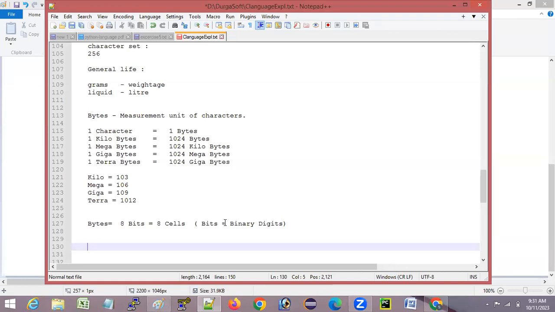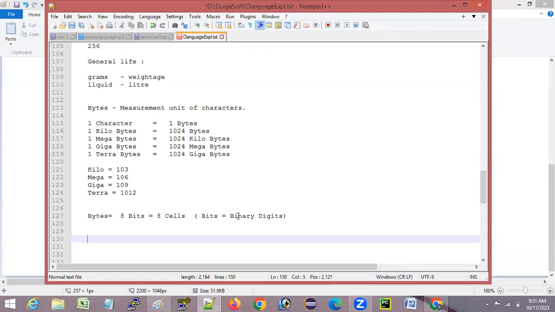Then again we'll go further. 1 kilobyte equals 1024 bytes, 1 megabyte equals 1024 kilobytes, 1 gigabyte equals 1024 megabytes, 1 terabyte equals 1024 gigabytes. Like this, it goes on increasing. Then we have peta, exa, yotta, like that. We have so many measurements, but currently we have terabyte, so we'll discuss that much only. This is what we call the measurements of characters.